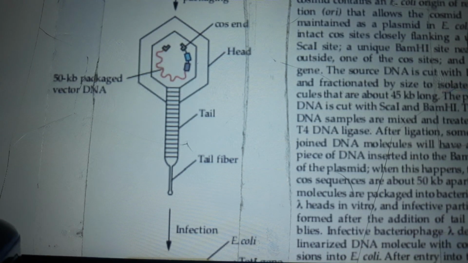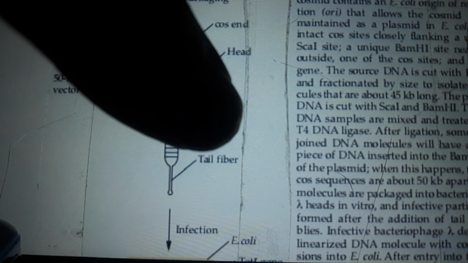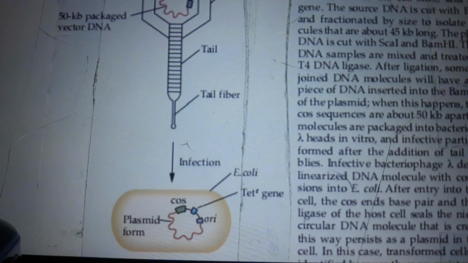This is figure 3.32, a plasmid cloning system. The plasmid contains an E. coli origin of replication, ORI, that allows the plasmid to be maintained as a plasmid in E. coli, two intact COS sites closely flanking a unique SEA1 site, a unique BAMH1 site near but outside one of the COS sites, and a TET gene.